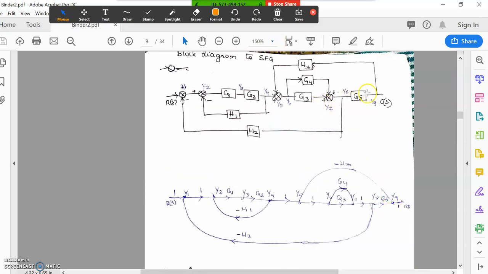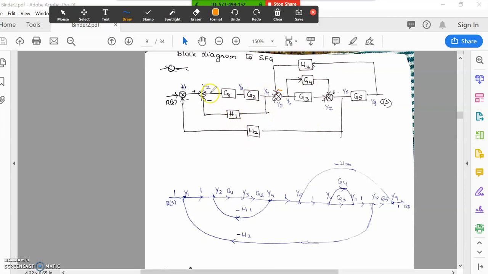Then let us look at this outer loop. It is going from 9 towards 5, and it is getting multiplied by H3. And this value is minus, so it is multiplied by minus H3, because this value is minus. And see G4, there is a signal flowing like this. From where is it going? It is going from y6 towards y7, and the gain value is G4.